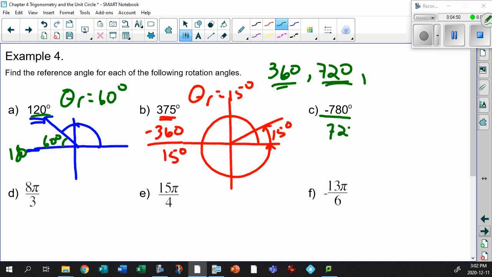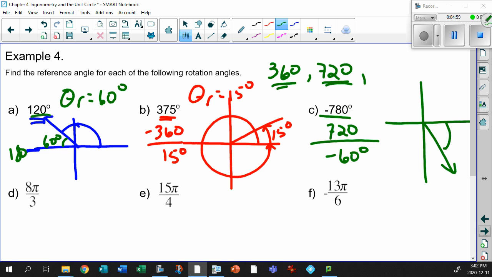720. Okay, what's left? What's left is negative 60 degrees. Okay, let's draw it. Negative 60 degrees is down here. Negative 60. Okay, so what's the reference angle? Easy, 60 degrees, right? Just get rid of the negative. This reference angle works out to be 60 degrees. Oh, how nice, right? You getting this?